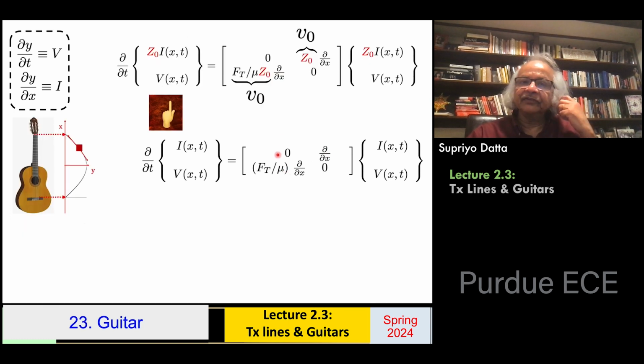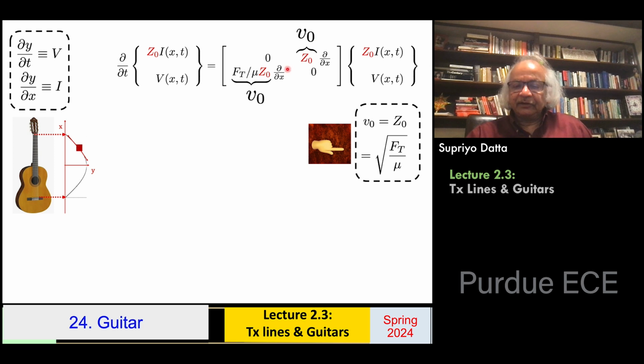So the way you do that is you put in a Z0 here that multiplies this by Z0 and divides it by Z0. And then we choose our Z0 such that this is exactly the same as that, which we call V0. And with a little algebra you can show you'll get V0 equals Z0 times, and both are equal and equal to the square root of Ft over mu, the tension over the mass per unit length. So that's what determines the velocity of a sound wave corresponding to these vibrations.